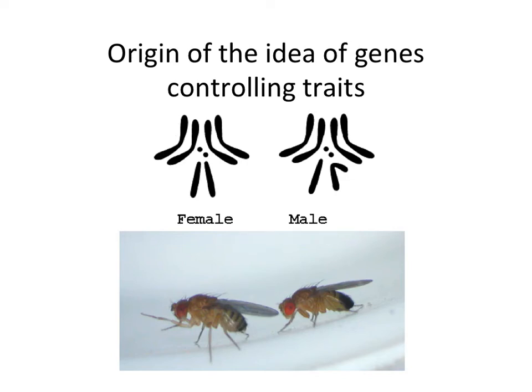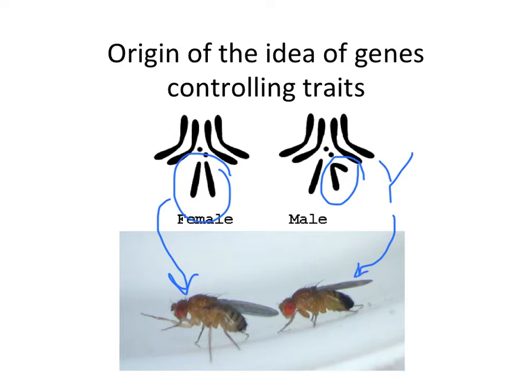Around the turn of the 20th century, scientists using Drosophila melanogaster, the fruit fly, were first able to identify a correlation between the genotype of a fly, that is, whether or not it contained a chromosome that looked like that, the male Y chromosome, or two pairs of X chromosomes, and the sex of the fly.